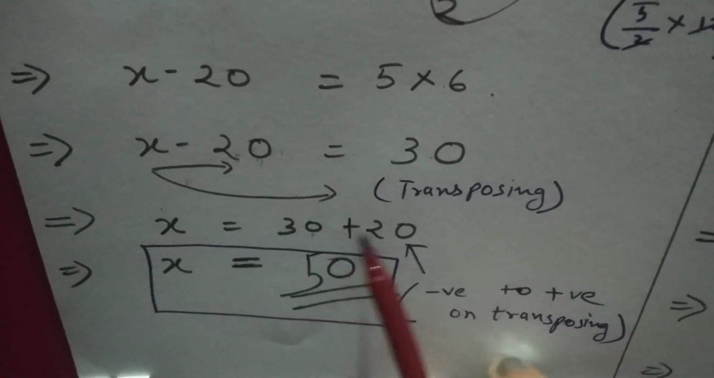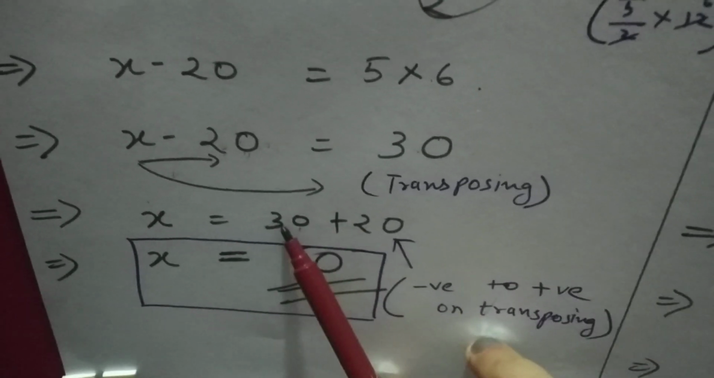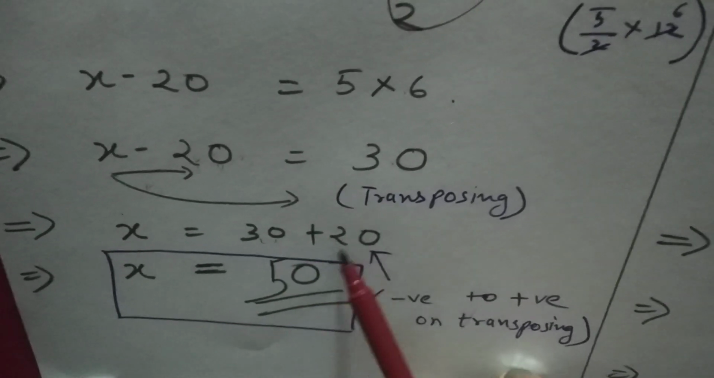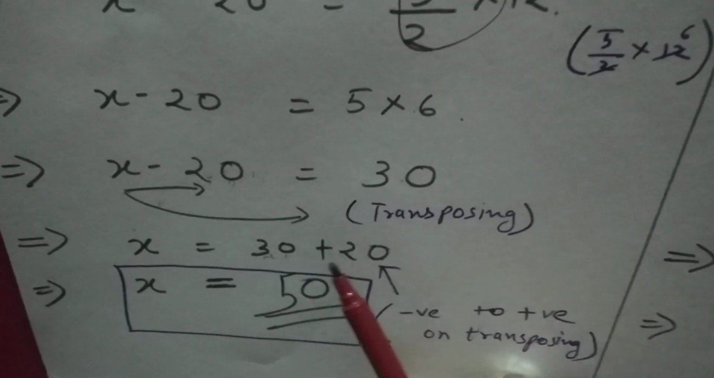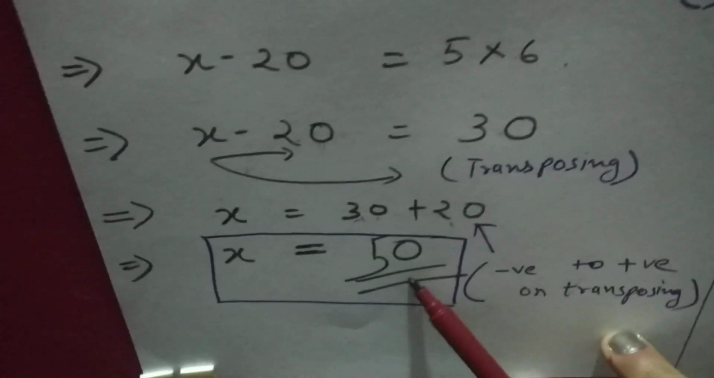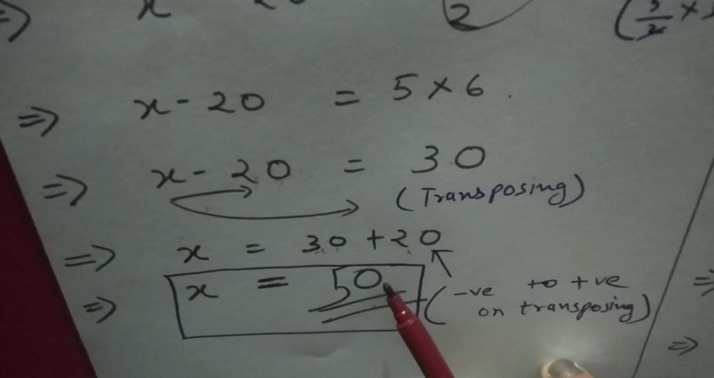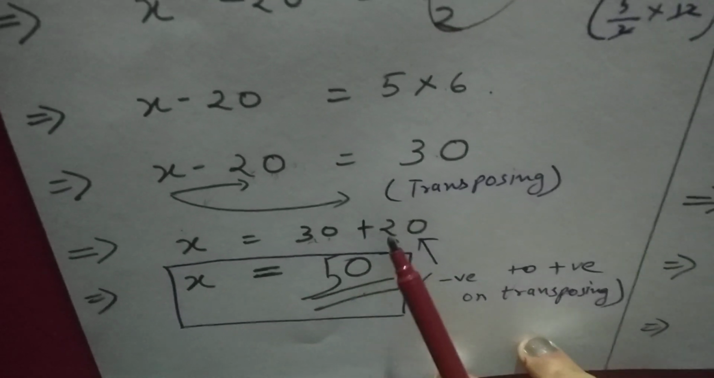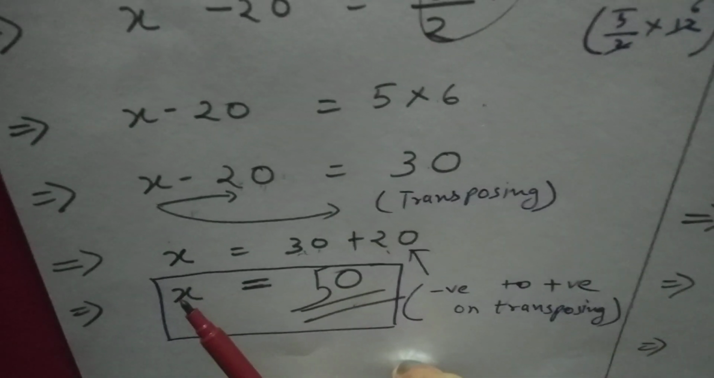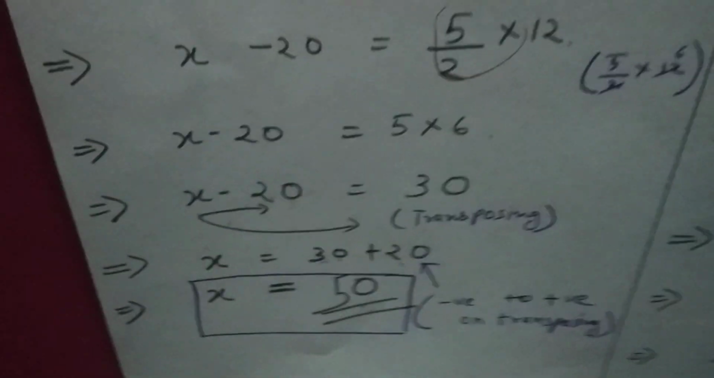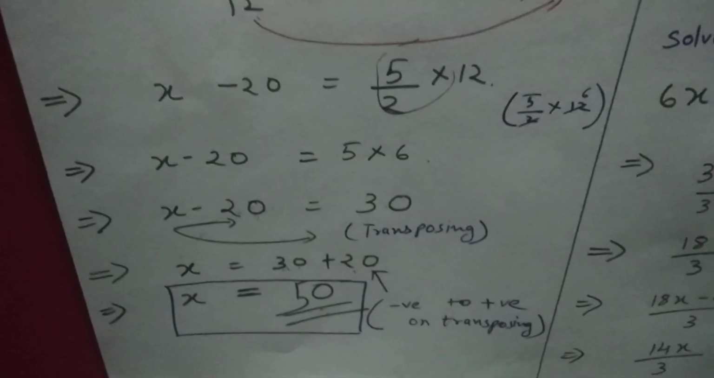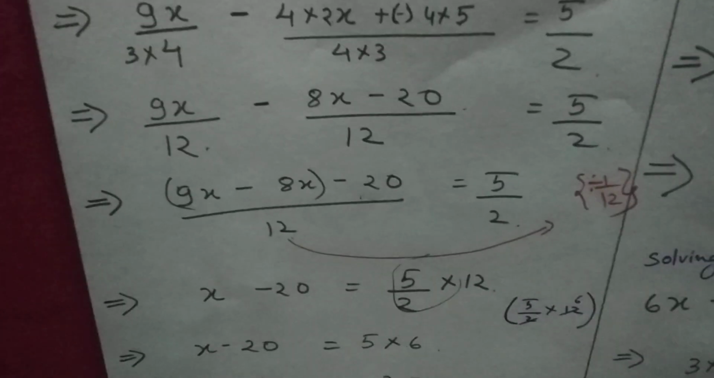And simply, 30 और 20 दोनों same sign है, and when signs are similar, numbers will get added, because 30 के पास positive है, 20 के पास positive है, so these two numbers will get added, and we got the answer of x as 50. So this question was also very simple.